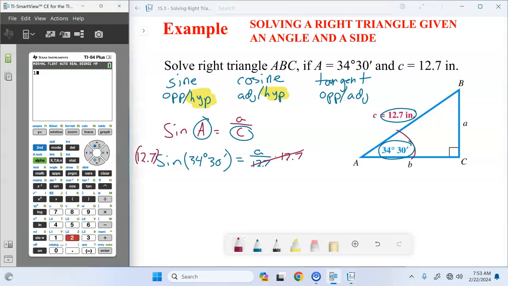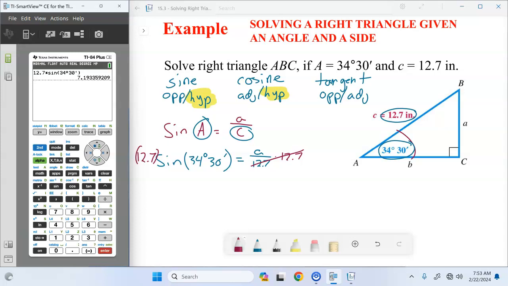Again, making sure we're in degree mode, we have 12.7 times sine of 34. We need to put in our degrees since we've got degrees and minutes. If you don't have degrees, minutes, seconds, you could just type 34. But since we have degrees, minutes, seconds, we do have to differentiate between the degrees and minutes. So we take 12.7 times sine of 34 degrees and 30 minutes and get our solution.